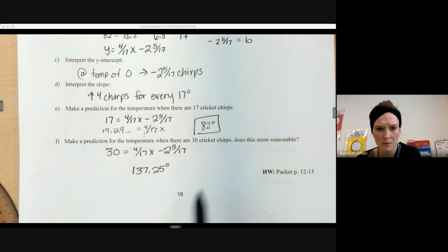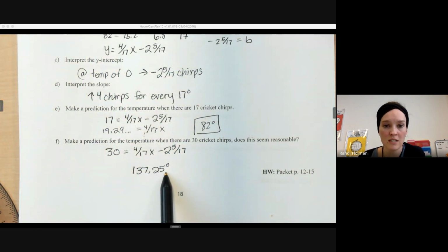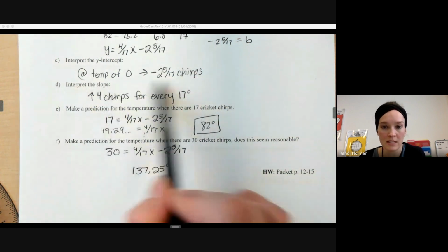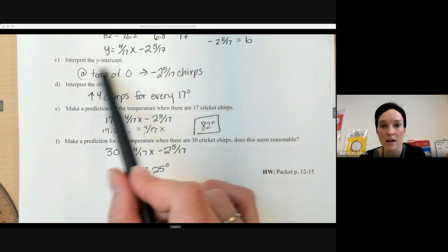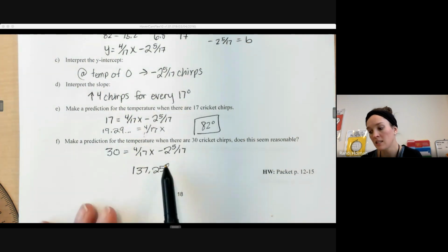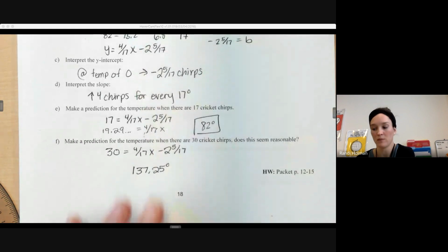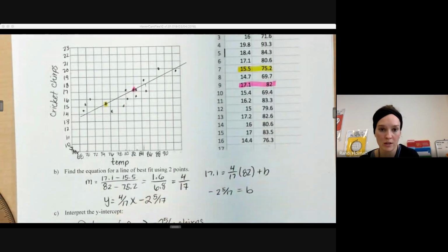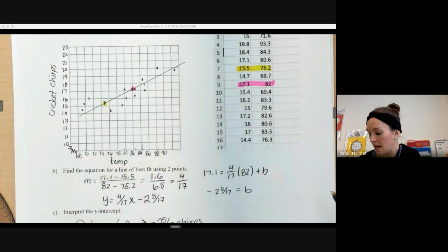Okay, does this seem reasonable? Probably not. It's probably not going to be 137.25 degrees. So really, this line that we have, we said it's not very reasonable at 0 because our crickets are not alive at 0 degrees. It's also not very reliable at the end, but it does have a good fit for this middle chunk of our data between some reasonable temperatures, so probably between like 60-ish to maybe up to 100.